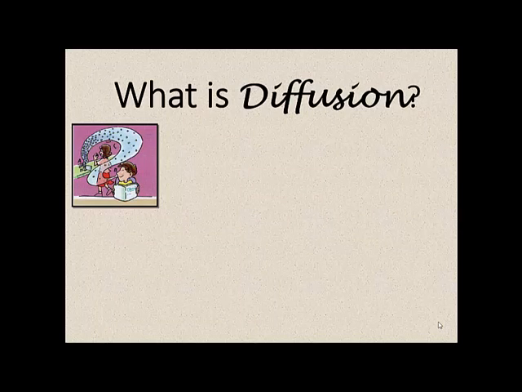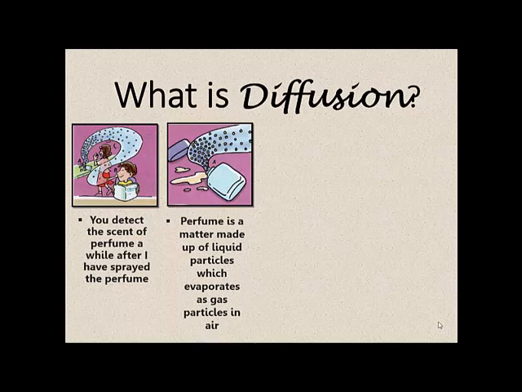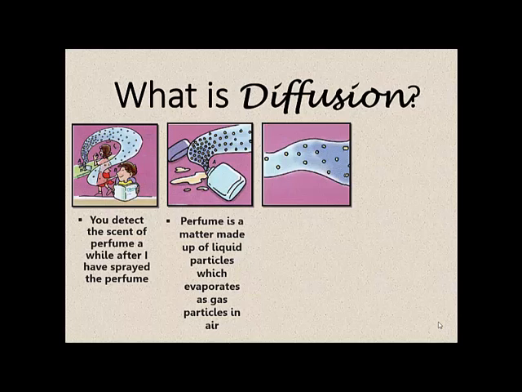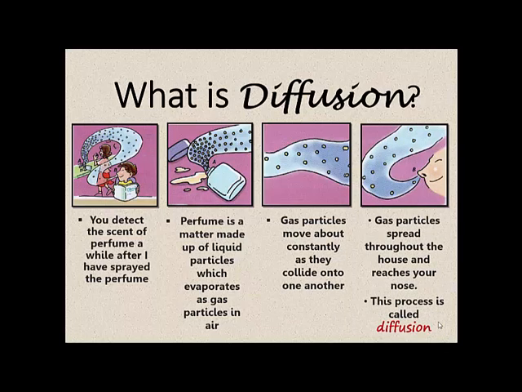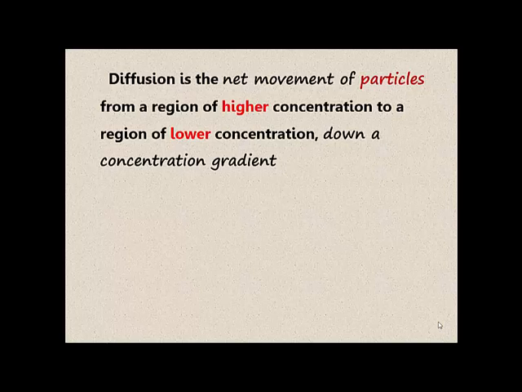So what is diffusion? One day, you detect the scent of a perfume after a while that I sprayed it. Perfume is a matter made up of liquid particles which evaporates and becomes gas particles in the air. Gas particles move about constantly as they collide onto one another. Gas particles spread throughout the house and reach your nose. This process is called diffusion. Diffusion is a net movement of particles from a region of higher concentration to a region of lower concentration down a concentration gradient.